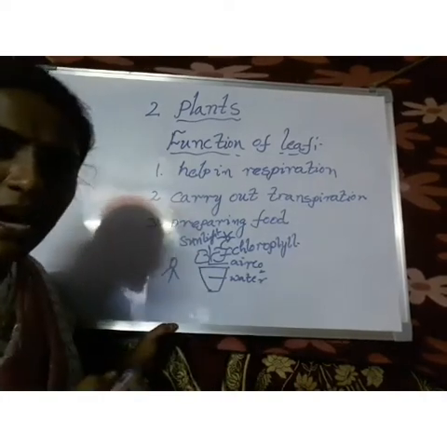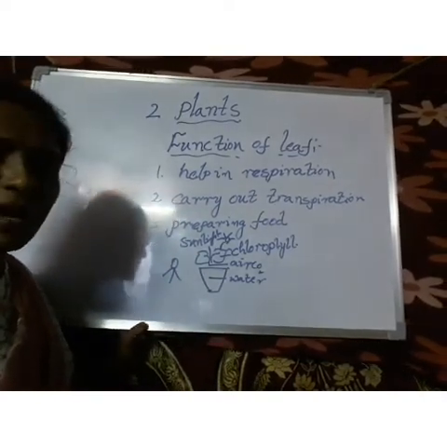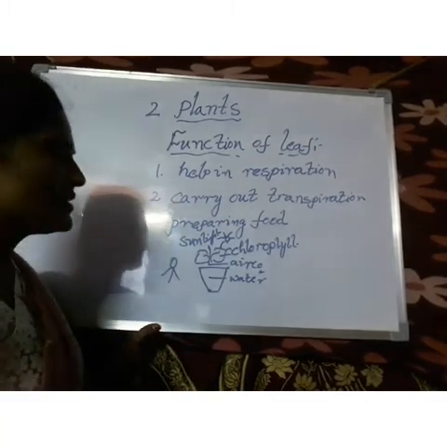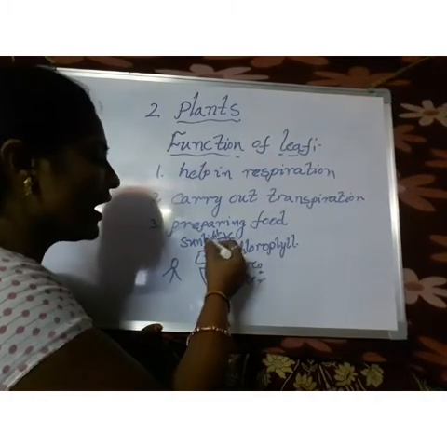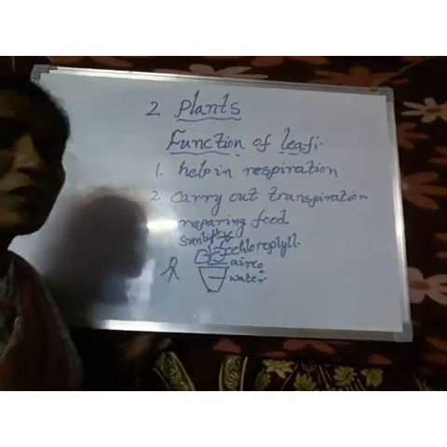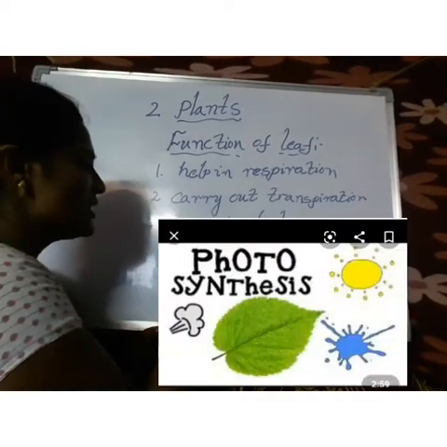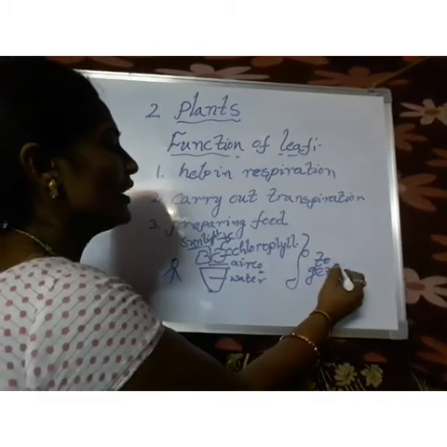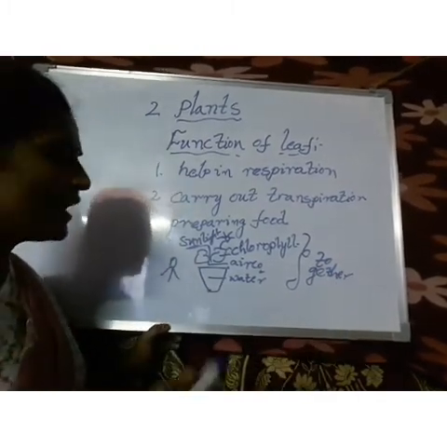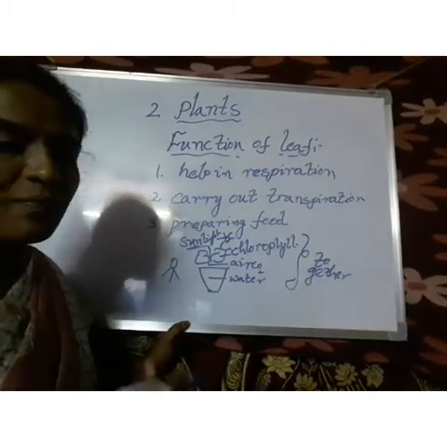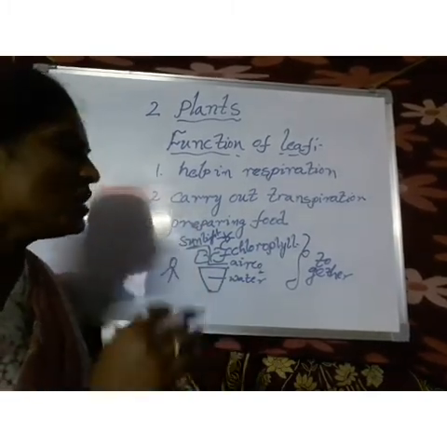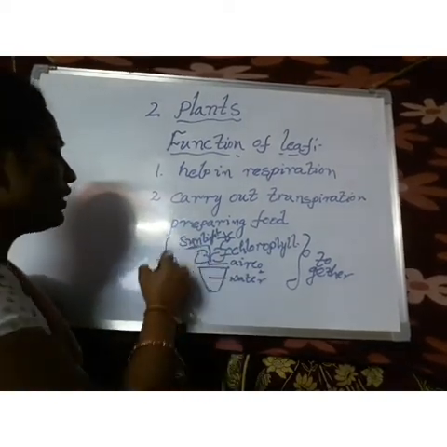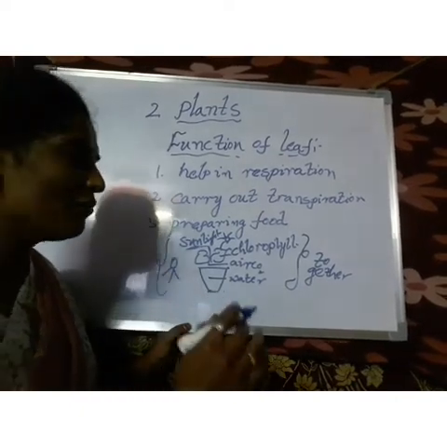See, the plants are preparing their own food with the process of photosynthesis. See here, what are the main elements? Water, air, chlorophyll and sunlight. So that only is called photosynthesis. Photo means sunlight, synthesis means putting together. Of course, if even one element is absent, automatically the plants will not prepare food. So these all 4 elements are required to prepare the food item.